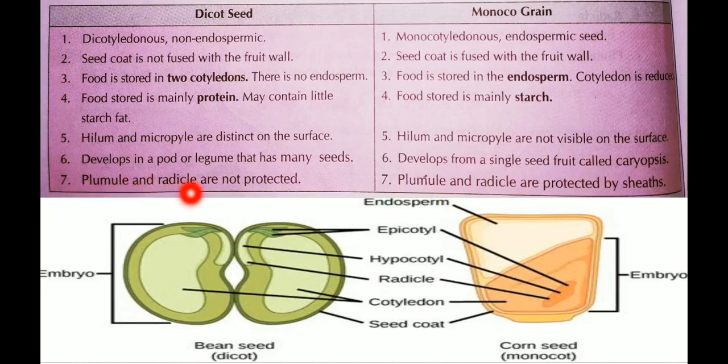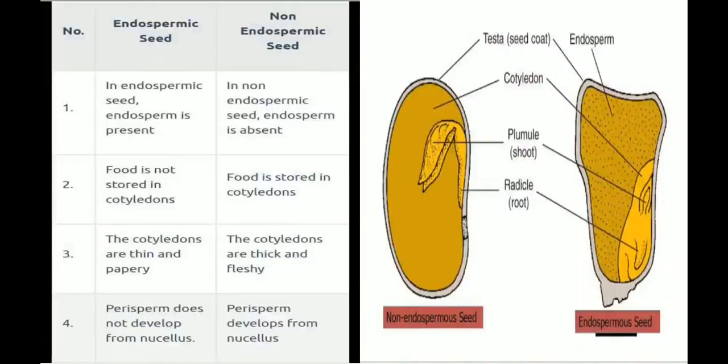Then in dicots, plumule and radicle are not protected. Okay, but they are protected in monocots by sheaths. And what are the sheaths called? Coleoptile and coleorhiza. Okay, so these are the differences between monocots and dicots. Now let us find the difference between endospermic and non-endospermic seeds. This is very easy. Endospermic seeds have endosperm, and non-endospermic seeds do not have endosperm.